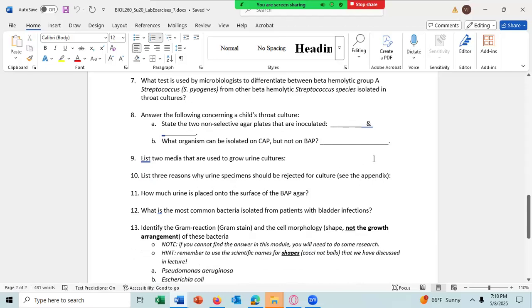You can get the answer to that in the appendix. 11, how much urine is placed on the surface of a blood agar plate? 12, what is the most common bacteria isolated from patients with a bladder infection? And you should name the species. 13, identify the Gram reaction, what the Gram stain is, and the cell morphology, the shape, not the growth arrangement, of these bacteria.